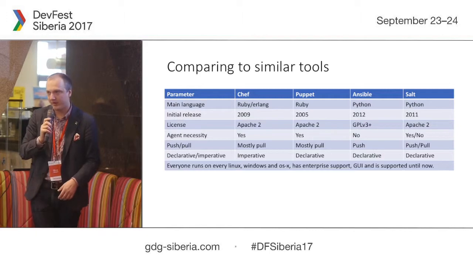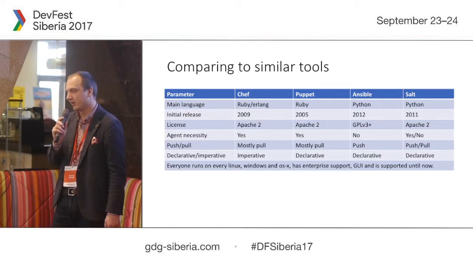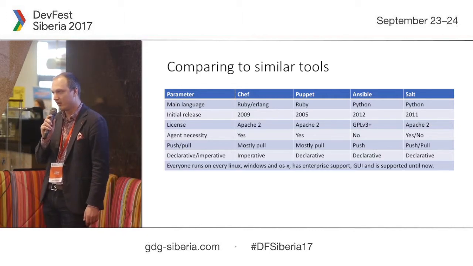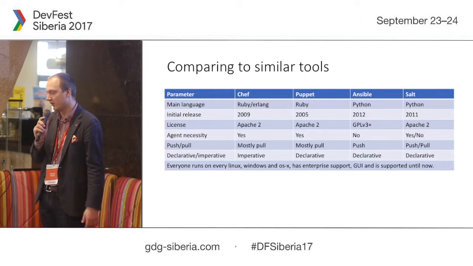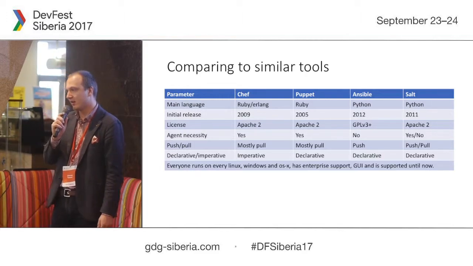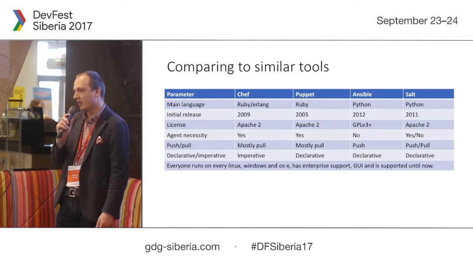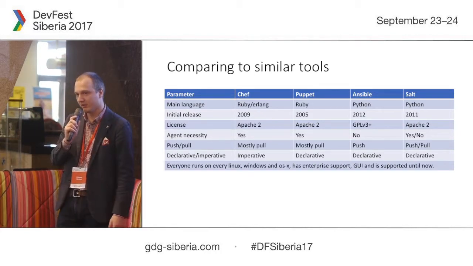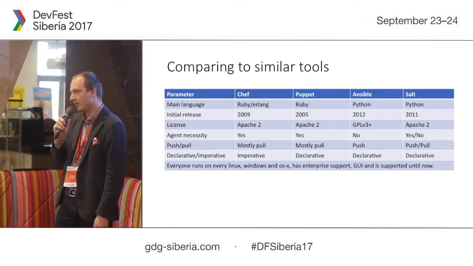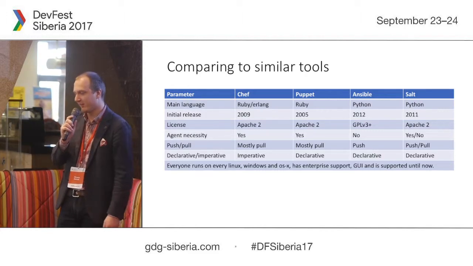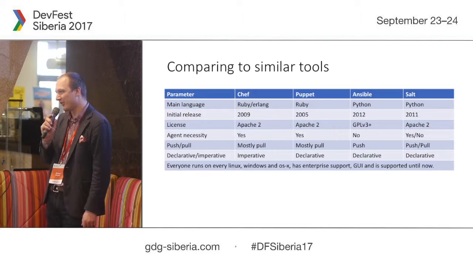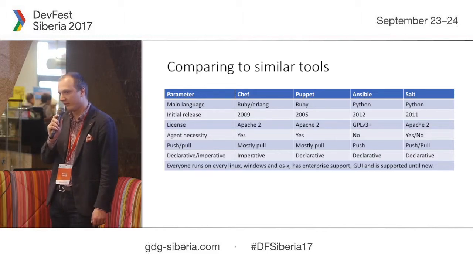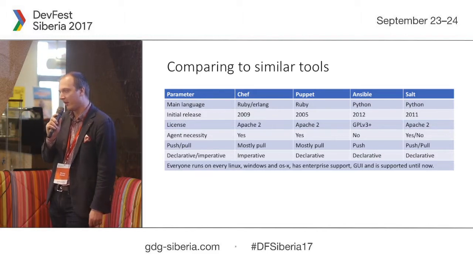Well, if we are to compare Salt to other tools like that, for example Chef, Puppet, Ansible, here you can see the main difference: Salt is pretty new to the industry, and it's written in Python instead of Ruby, which was widely used for Chef and Puppet in the earlier times.